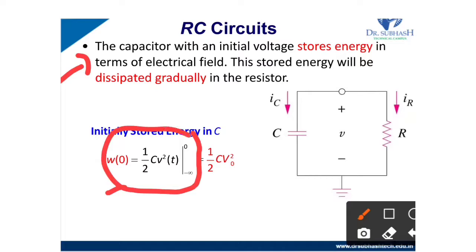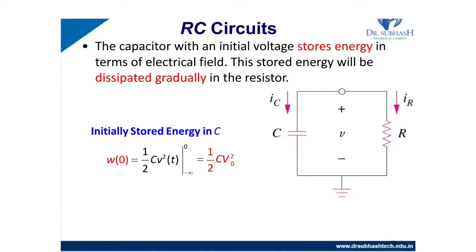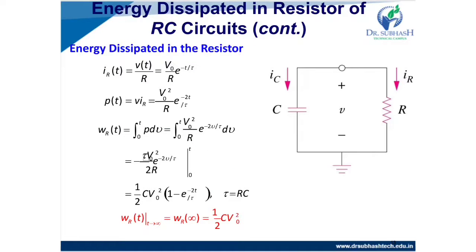This stored energy will be dissipated in the resistor. Whenever it is stored, its limit is from past to present, so it means minus infinity to 0. So it is 1 half C v0 squared. Now this energy will be dissipated in the resistor. So energy dissipated in the resistor of RC circuit.